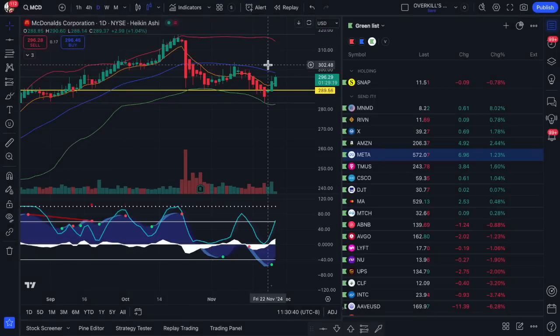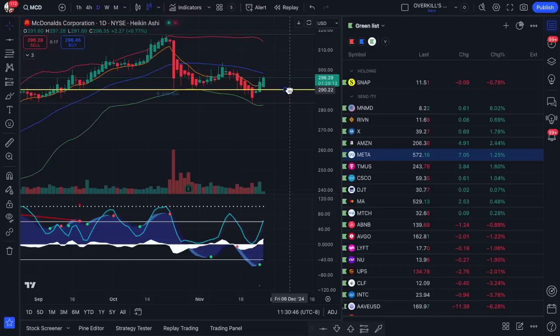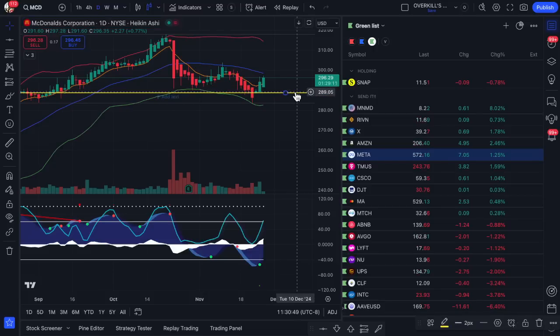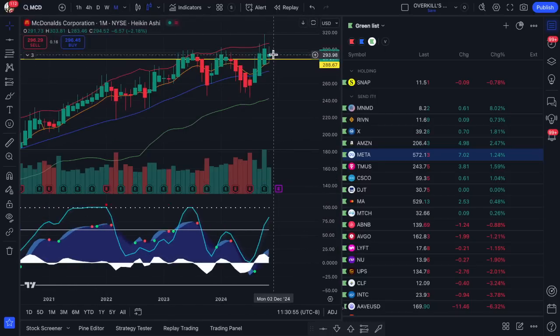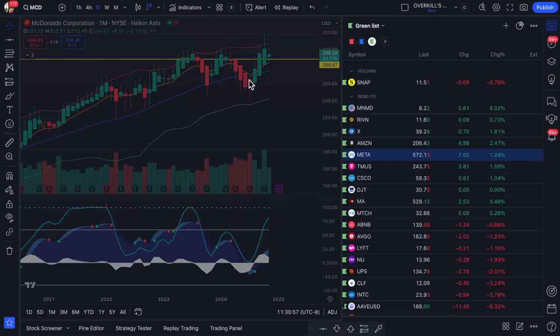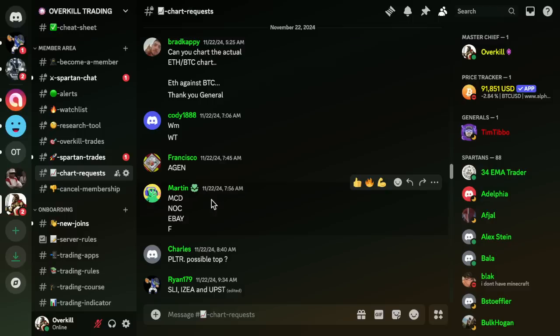Okay, would love to see this one get over the 30 EMA. Stochastic's getting pretty close to the white dotted line. Not quite there yet, but keep moving your stop loss up, right? I put it at 288. Okay, if that breaks, get out, because the monthly chart is kind of giving some mixed signals here. That's not a very good looking candle there. So 288 is the stop loss on McDonald's.